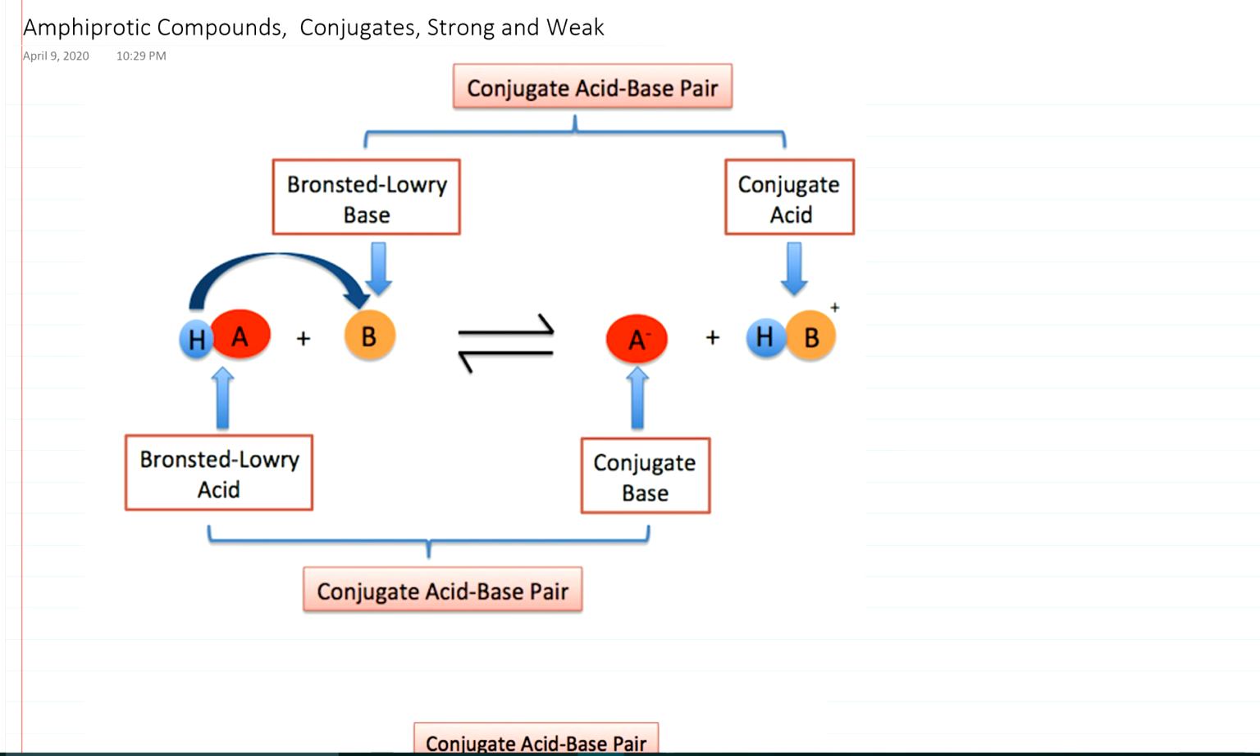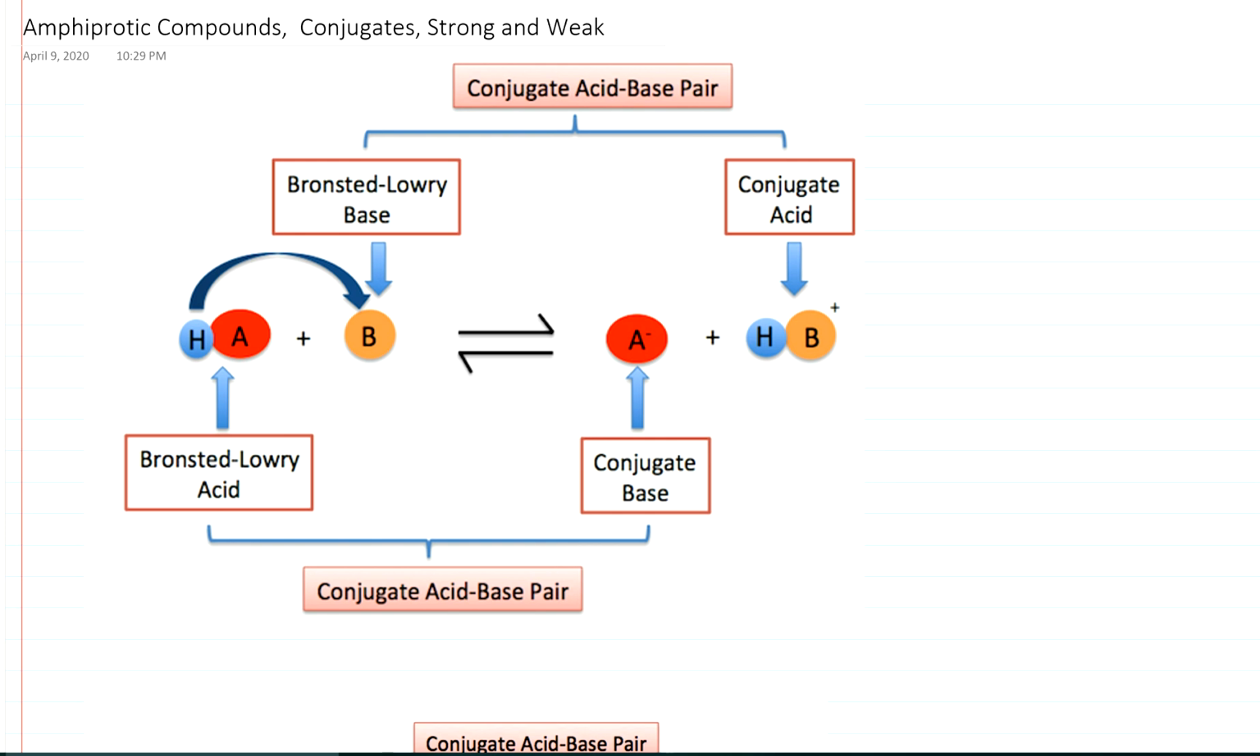So today we're going to be looking at a few different topics. One is sort of reviewing amphiprotic compounds, what we refer to as conjugate acid-base pairs, and the difference between strong and weak acids and bases. So it's going to be a multiple of different things. I'll try to keep it kind of flowing in that order though.